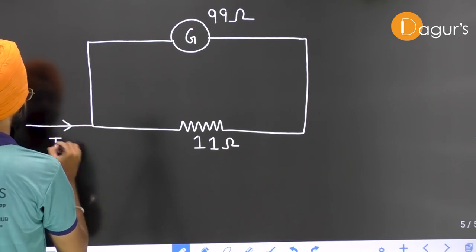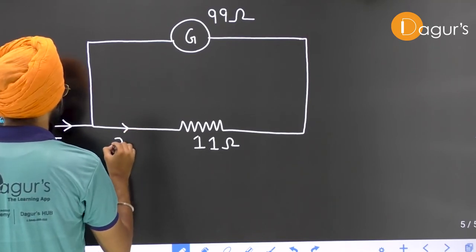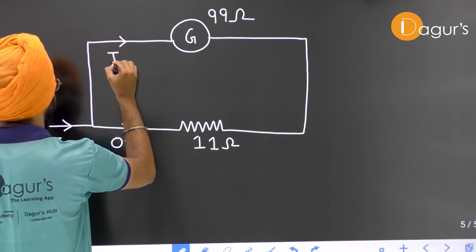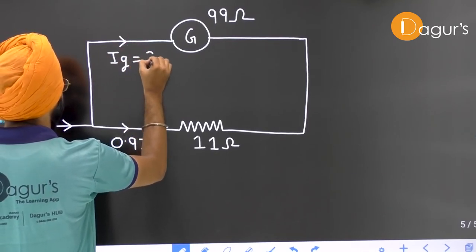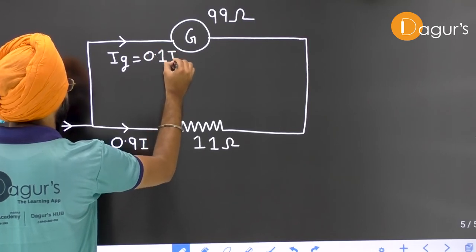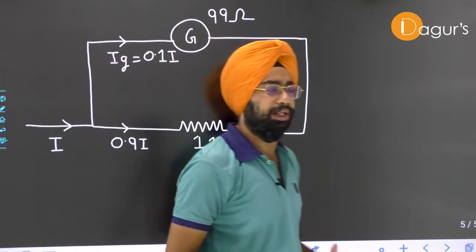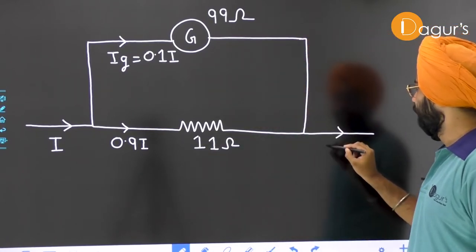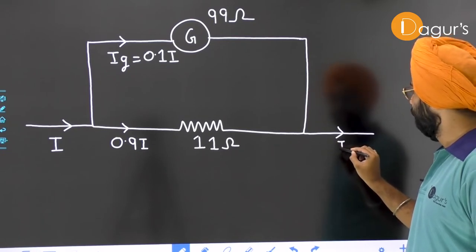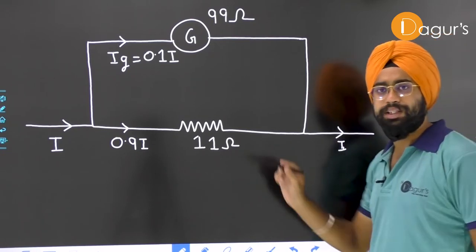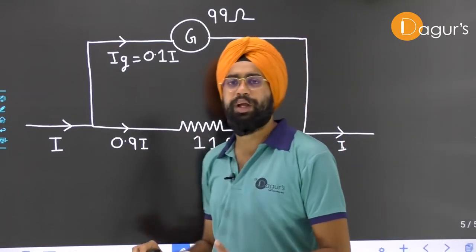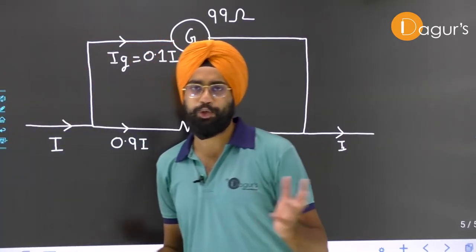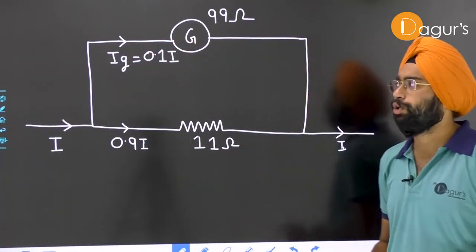The current passing through is I, the current passing through is 0.9 I, and Ig is 0.1 I. Now, Ig is the maximum current which can flow through the galvanometer without causing its damage. Say if the current passing through the galvanometer is 0.2 ampere, then this galvanometer will be damaged and automatically the complete ammeter will be damaged.